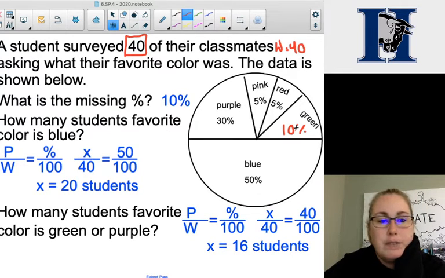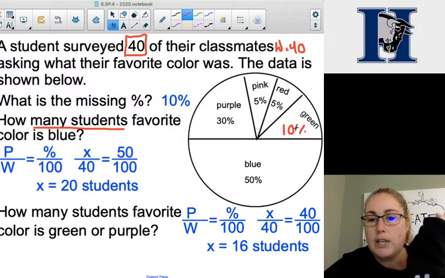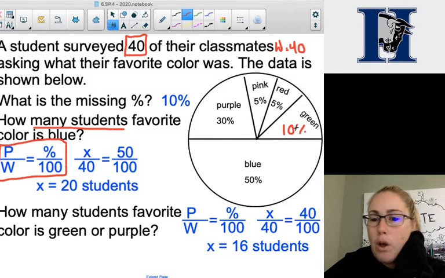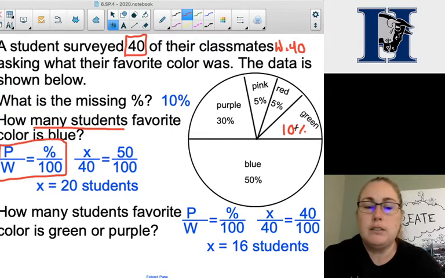How many students' favorite color is blue? So this is asking, and again, be careful, it's asking how many students, not what percent. So because we have a circle graph with percents and it's asking about actual number of students, we are going to use our formula. Part over whole equals percent over 100.